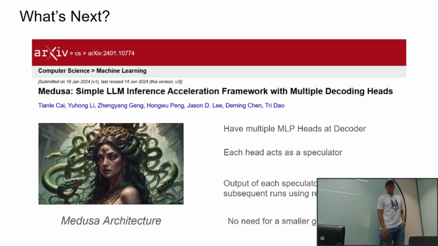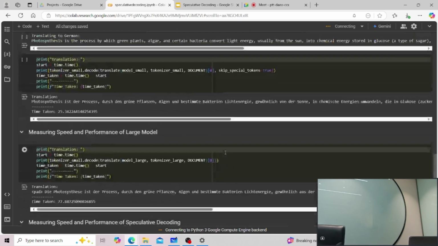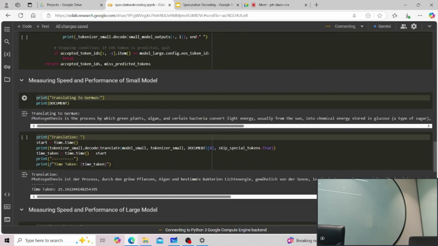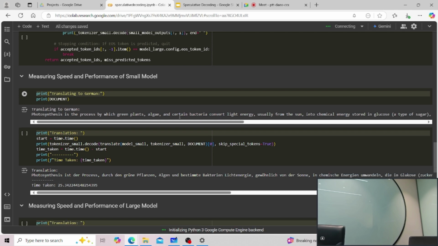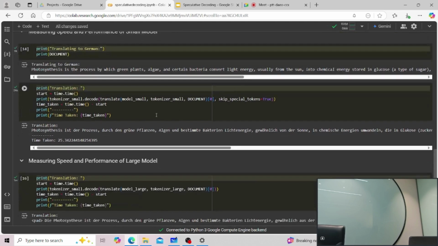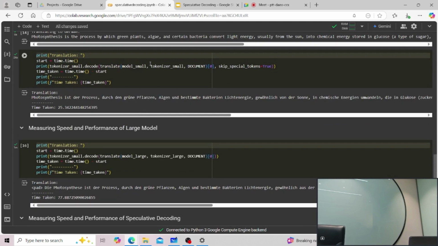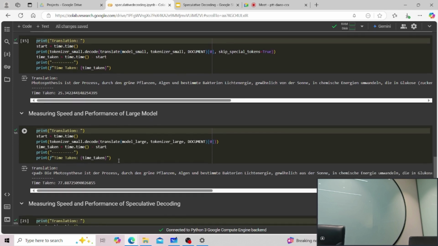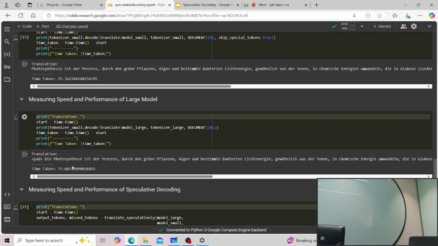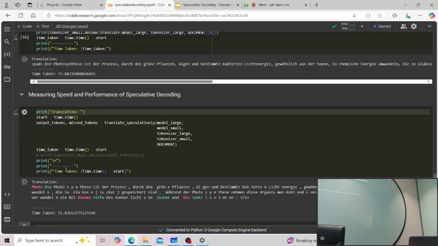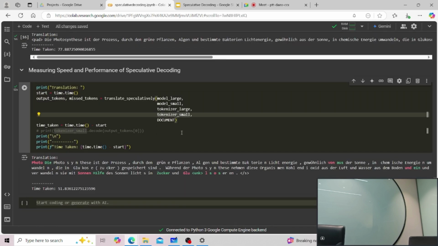Yeah, thanks. So what we have as input is the definition of photosynthesis in English, and this has to be translated into German. I have already run it once through the small model. The small model translates it in 25 seconds. Of course, it is an easy task for the small model, and the large model translates it in 77 seconds. Now we will do it speculatively.